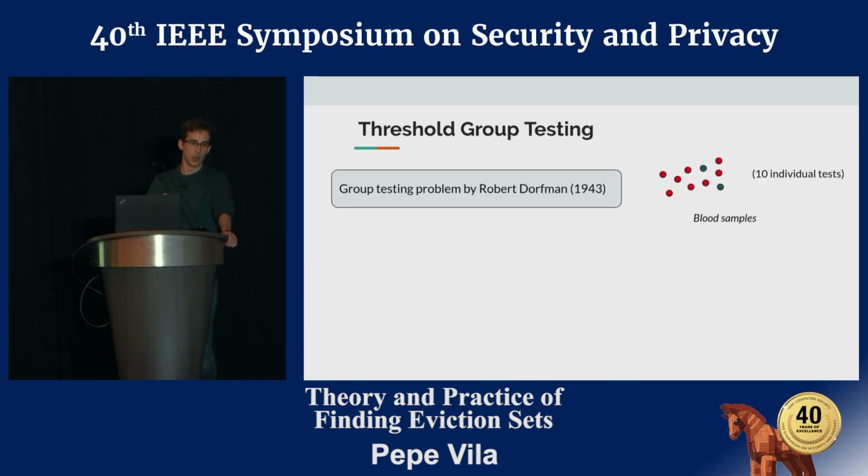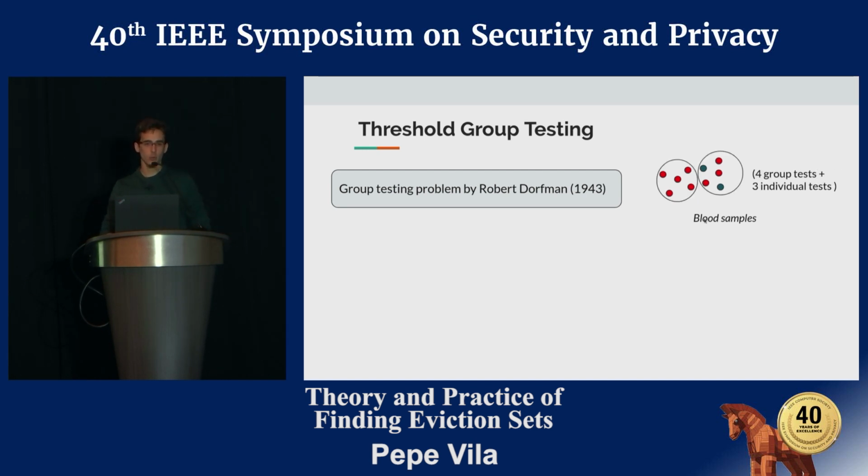But before answering that, let me quickly talk about group testing and threshold group testing. The problem of group testing was first studied by Robert Dorfman in 1943 in the context of identifying all the syphilitic soldiers in an army. And his key insight was that, imagine that we have a population of blood samples, and the ratio of defective elements, or infected samples in this case, is small, we can find all the defective elements more efficiently than by just doing individual tests.